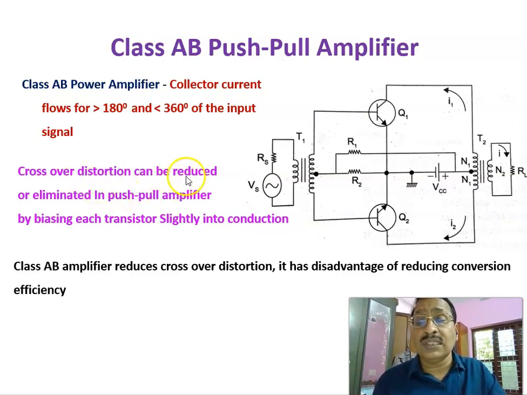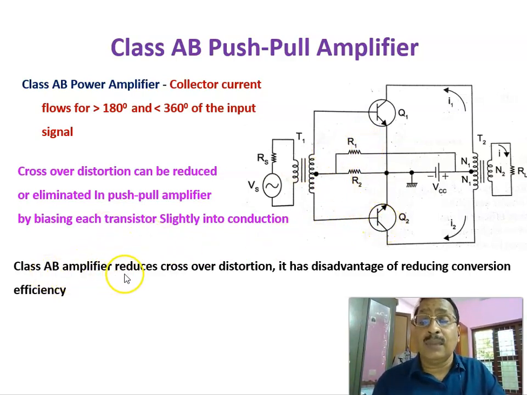The crossover distortion can be reduced or eliminated in push-pull amplifier by biasing each transistor slightly into conduction. That is done by connecting a resistor like this one. This transistor is brought to certain biasing. Even in the zero input condition, it is biased so that this crossover distortion can be removed. That is done by biasing by these two resistors, R1 and R2.